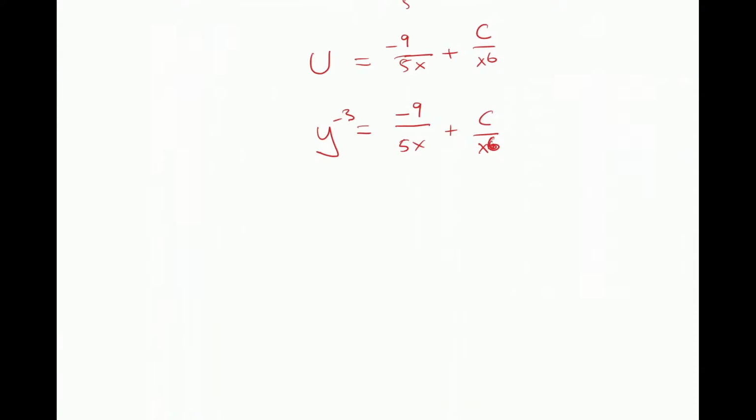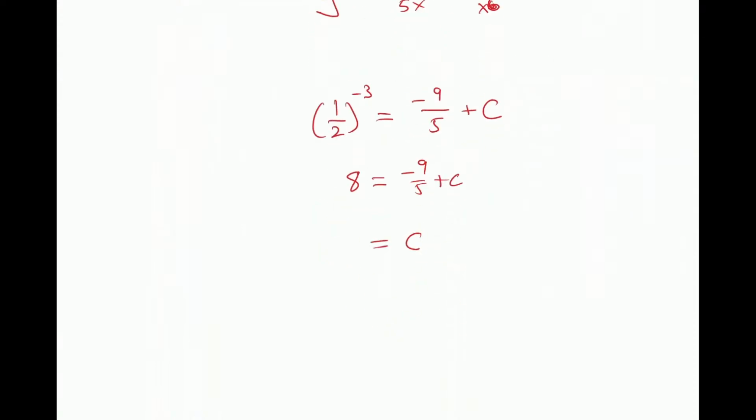Do I really want to mess with this? Let's just get that initial condition. Which one was this? 21. Y of 1 is 1/2. Okay. So 8 is equal to negative 9/5 plus c. This is making me sad. 49/5. At least that's what I'm getting.